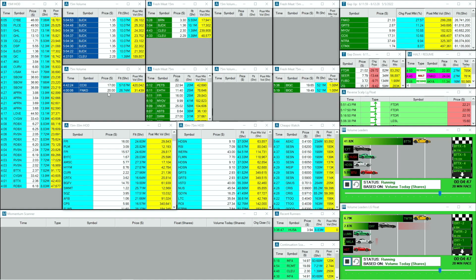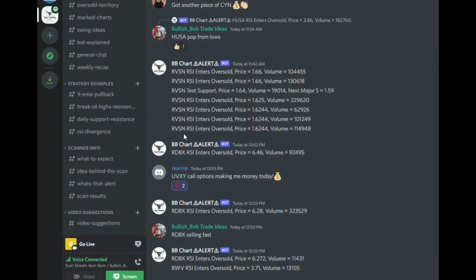I set up these alerts, and let me pull up my Discord over here. Switch over to another screen. There we go. What we're seeing here is, at this time of day, 11:42 a.m. this morning, we were getting alerts on RSI Oversold. So this was an RVSN alert: RSI enters oversold. Price equals $1.66, and the volume on that candle was 104,000 shares traded.